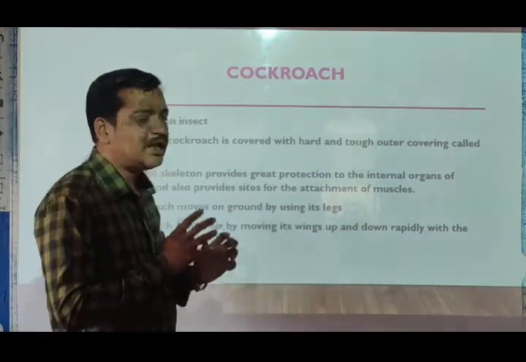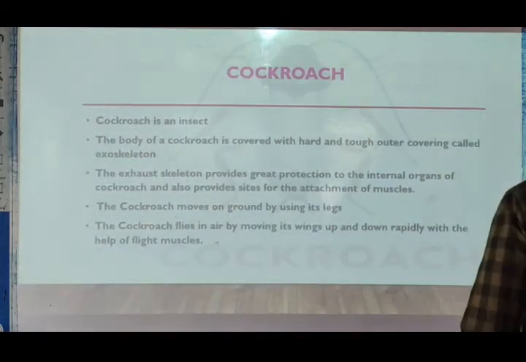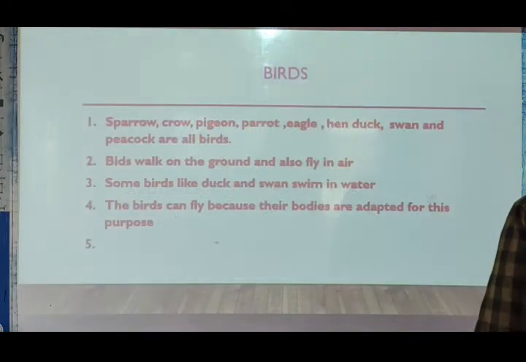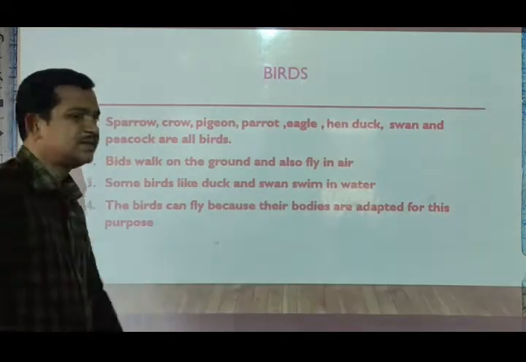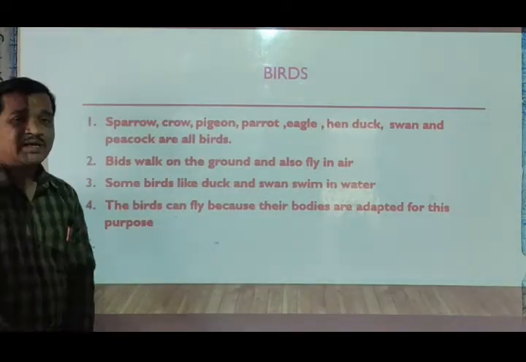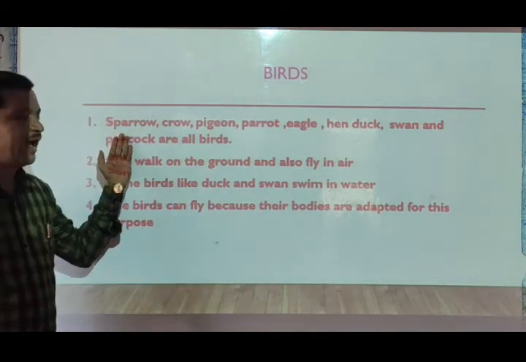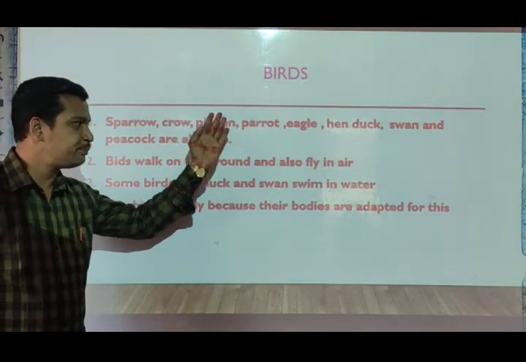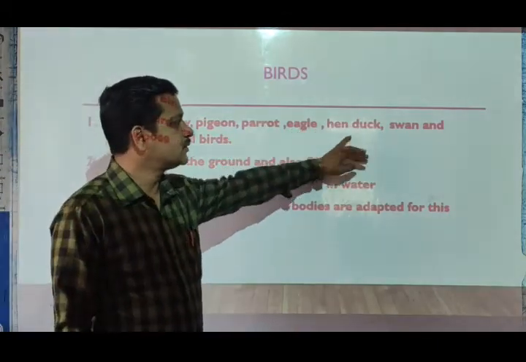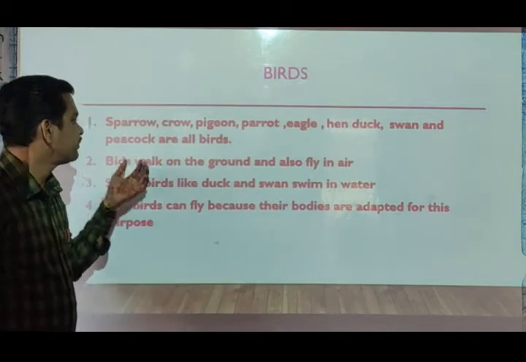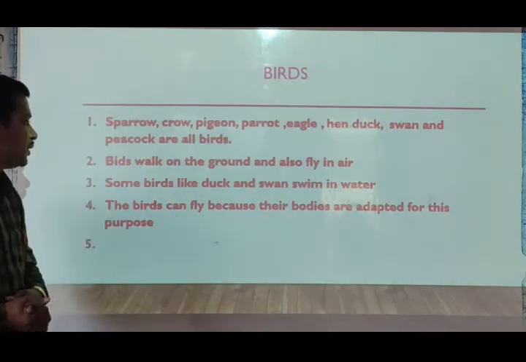Okay students, now we will go to the next animal, that is the birds. Do you know bird? Yes. So there are different types of birds, like sparrow, crow, pigeon, parrot, eagle, hen, dove, swan, peacock. All these are the birds.